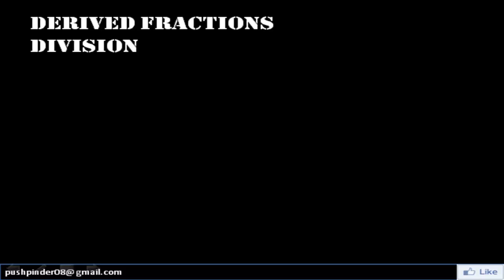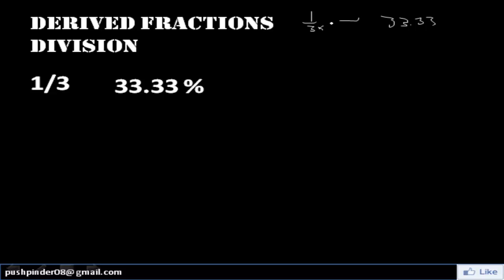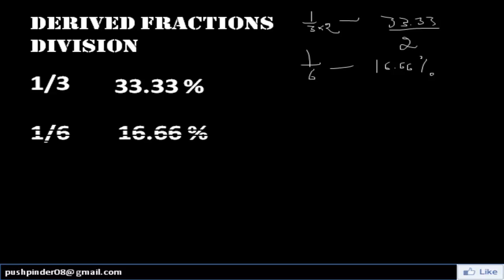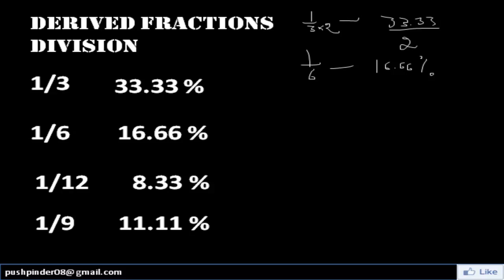Now I'm going to do derived fractions using division method, right? So what is 1 by 3? 1 by 3, again, it's 33.33%. What if I divide this fraction by 2? I'm going to divide this by 2 as well. So I get 1 by 6 to be equivalent to 16.66%, right? I hope everyone understood. It was pretty basic over here. 1 by 3 is 33.33%. So 1 by 6 is 16.66%. Similarly, 1 by 12 is 8.33%, right? Similarly, 1 by 9, it's 11.11%.